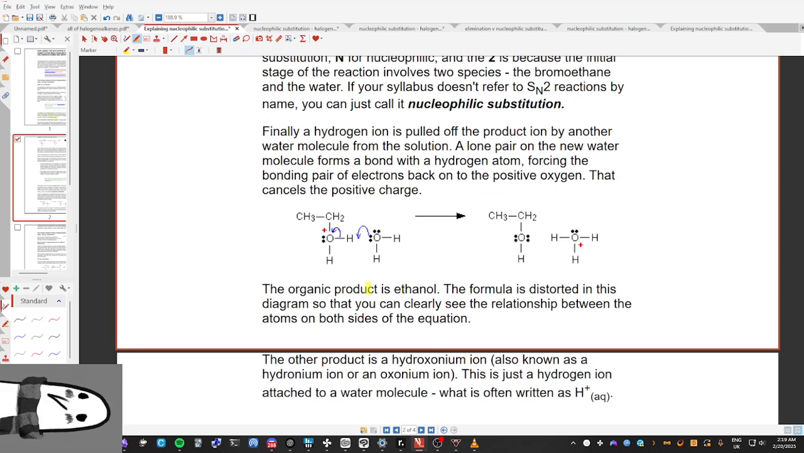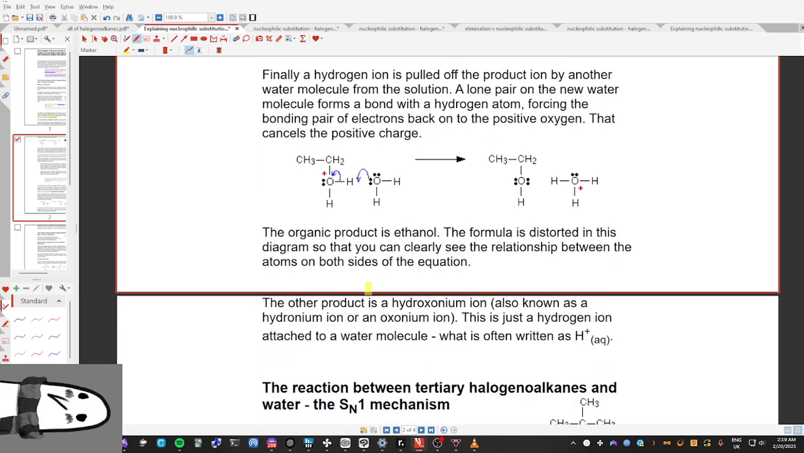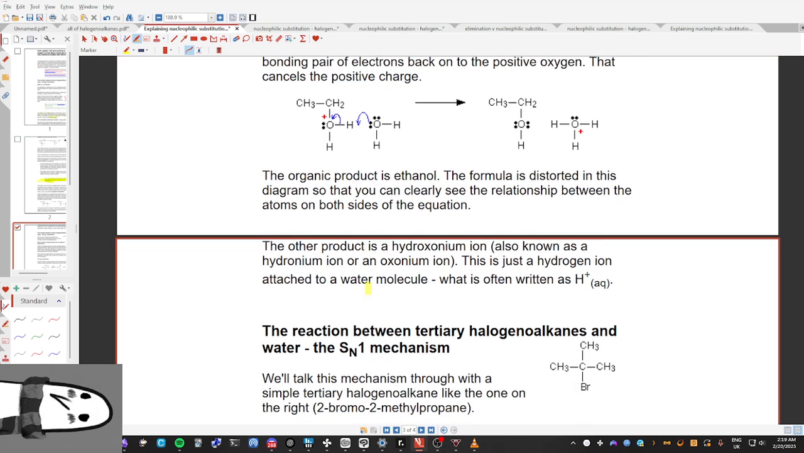The organic product is ethanol. The formula is distorted in this diagram so you can clearly see the relationship between the things on both sides. The other product is hydroxonium ion. This is just a hydrogen ion attached to a water molecule. This is literally what I'm saying.